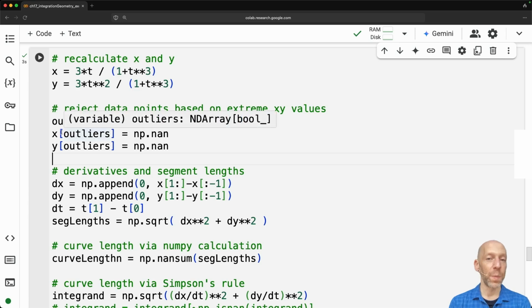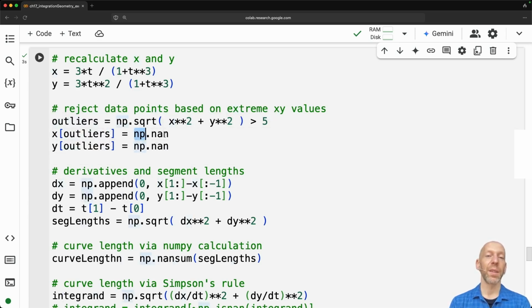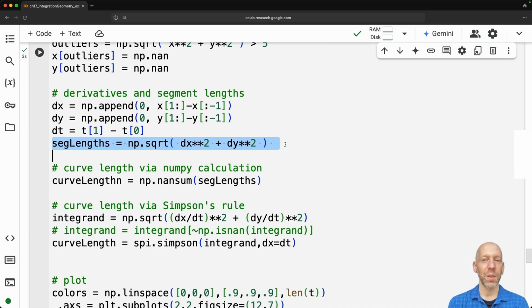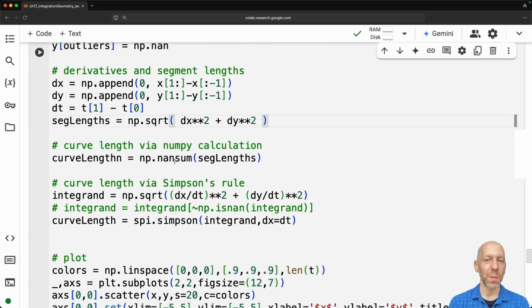Okay, and then what I do is label all of the x and y points that are outliers as NaN. All right, and then here I calculate dx and dy, and here is where I calculate the segment lengths according to the algorithms that you learned about in this chapter. So this is for the NumPy calculation here. Yeah, so then we just sum it all together.